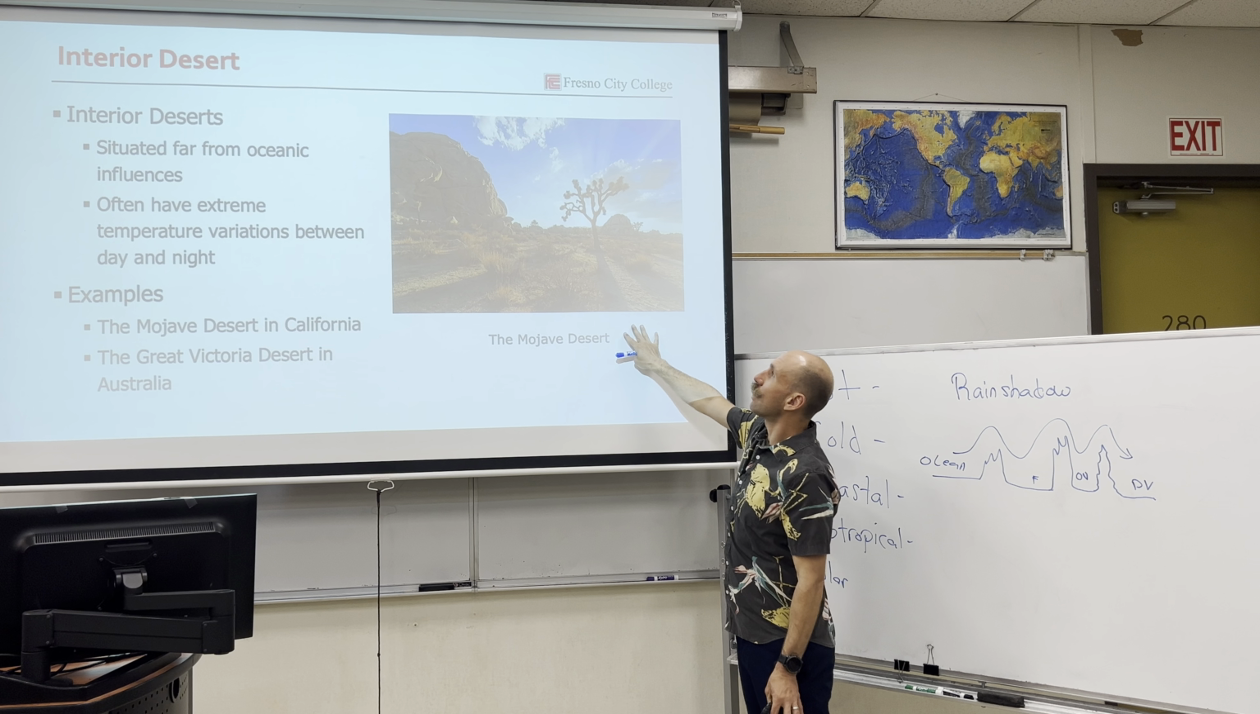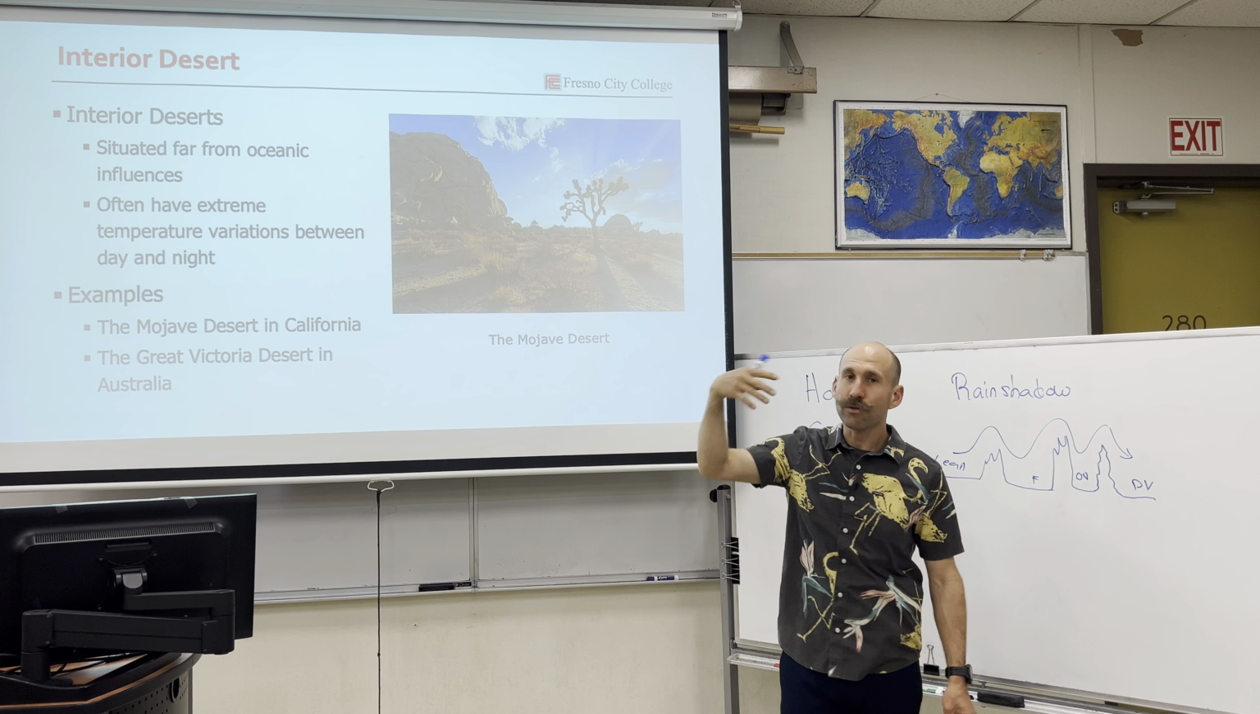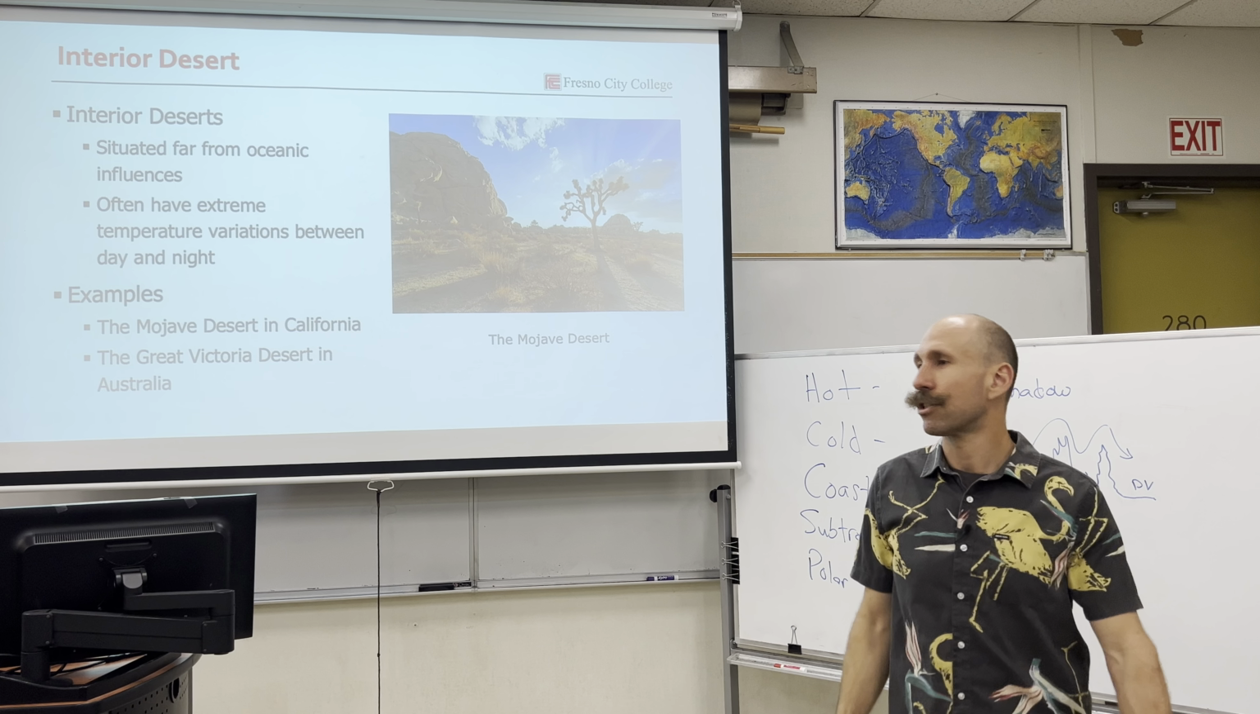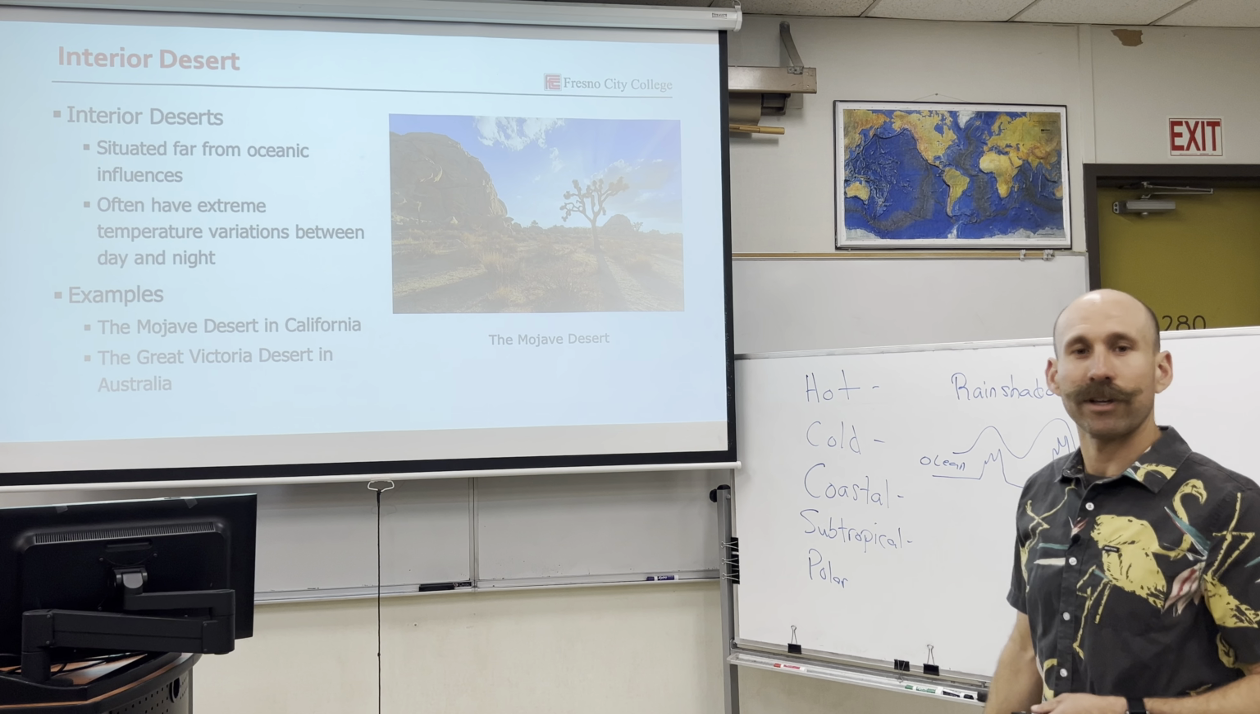Going somewhere interior, far from ocean, extreme temperature. This is the Basin and Range. We've got the Mojave Desert in California, the Great Victoria Desert in Australia.